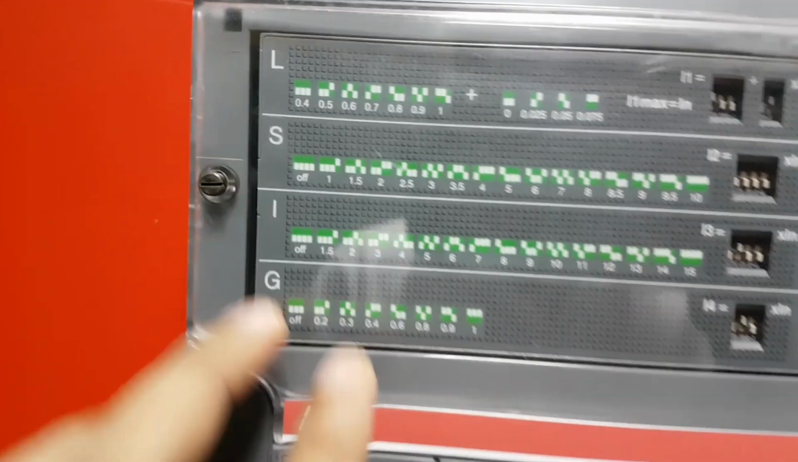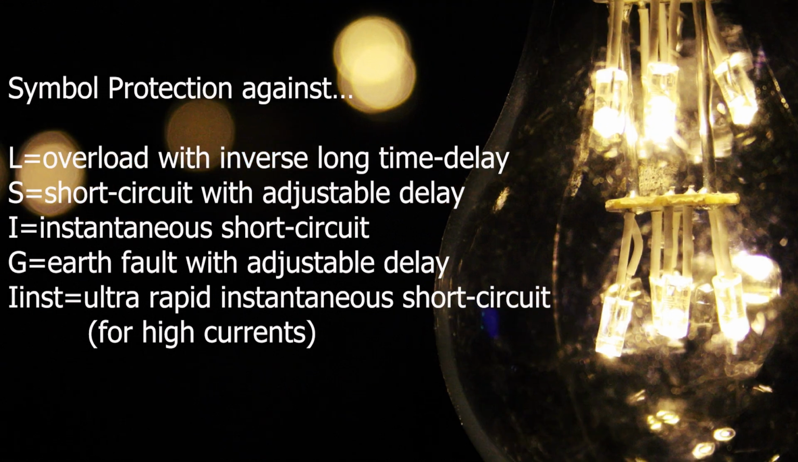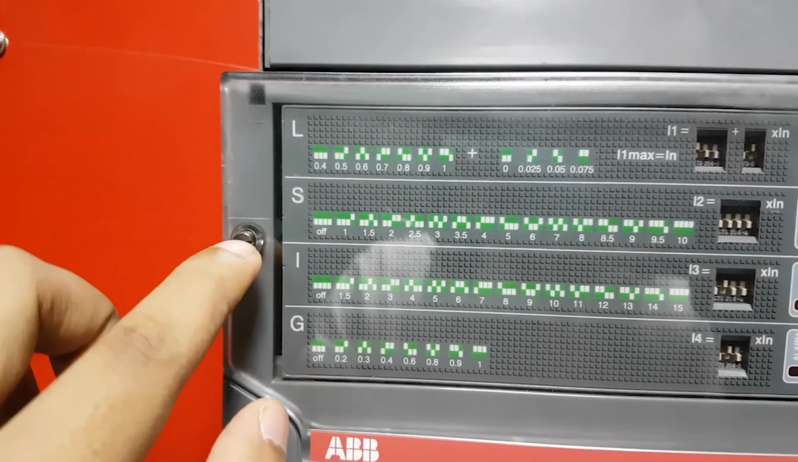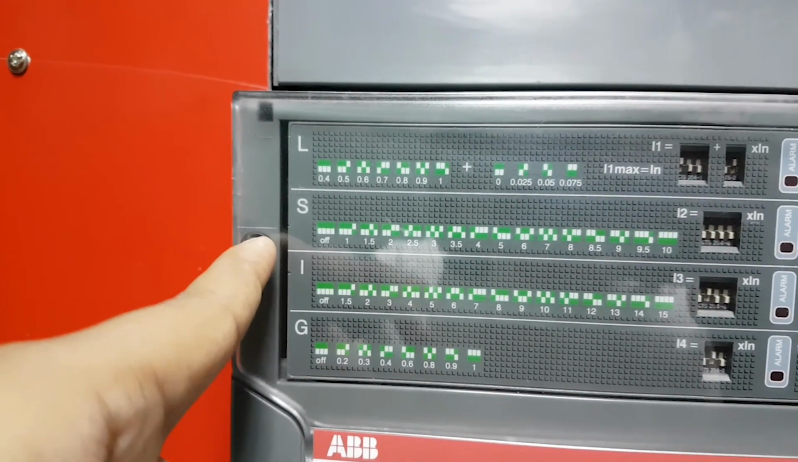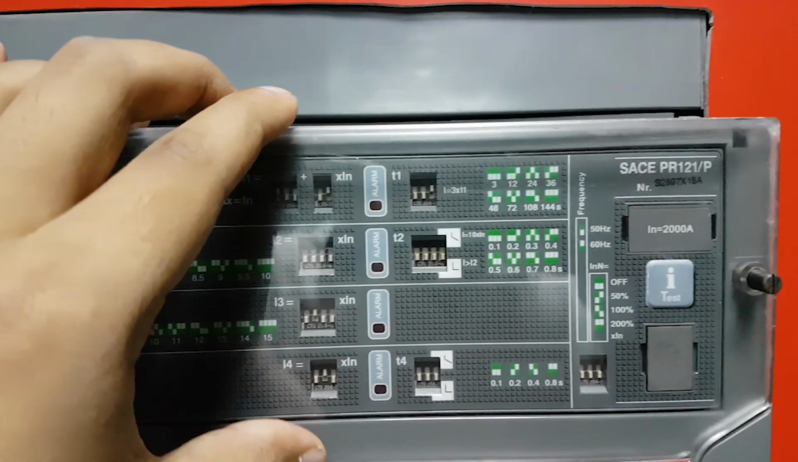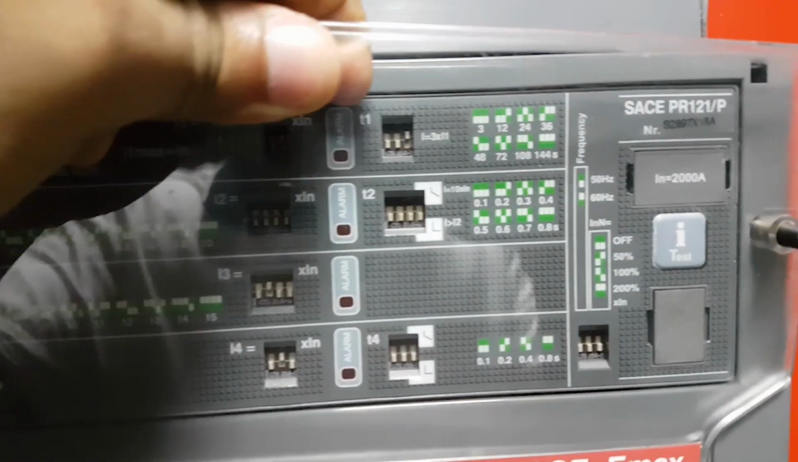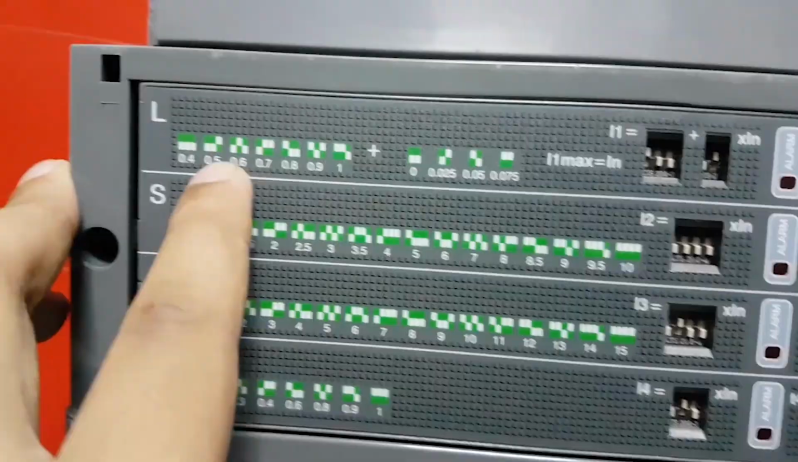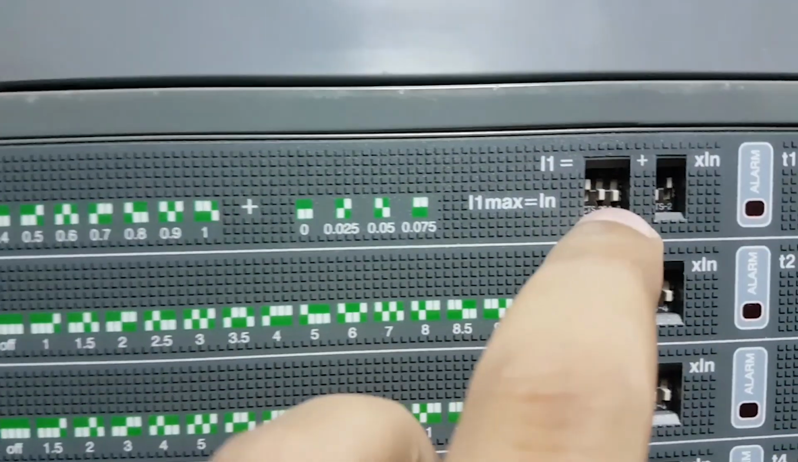And come to here. This is LSIG. You can open it from here, by a tester or flat screwdriver. This is the nominal current. Suppose it's here, you can see the DIP switch.